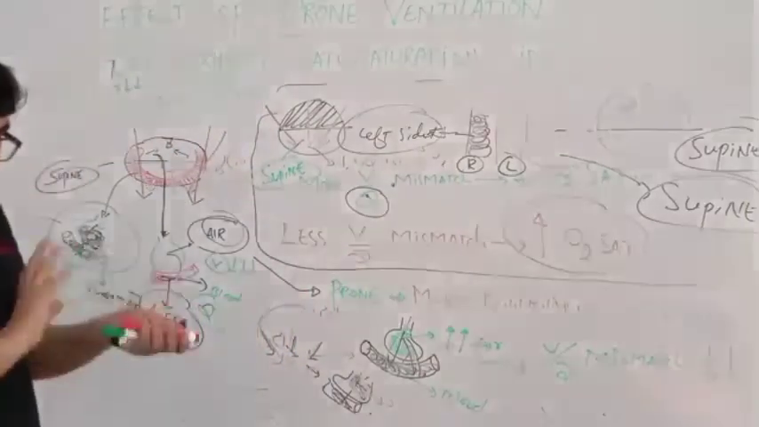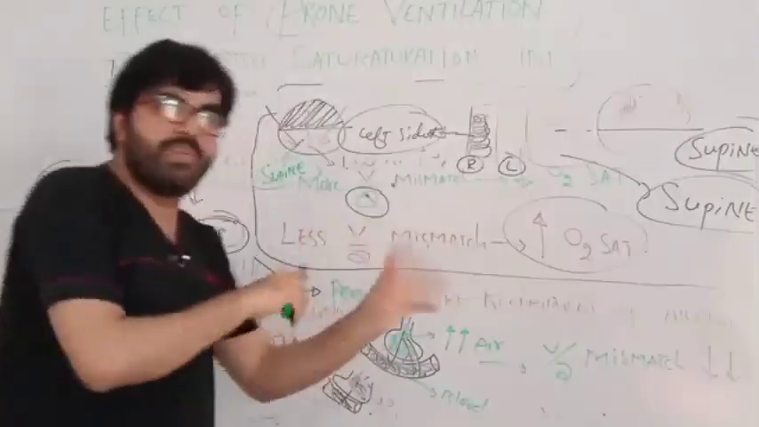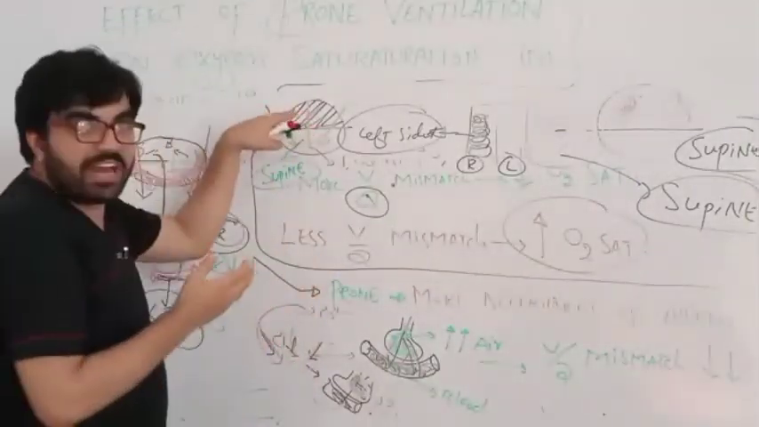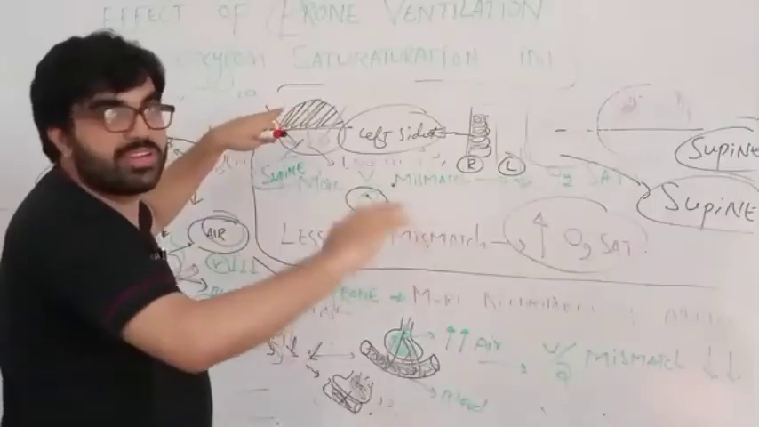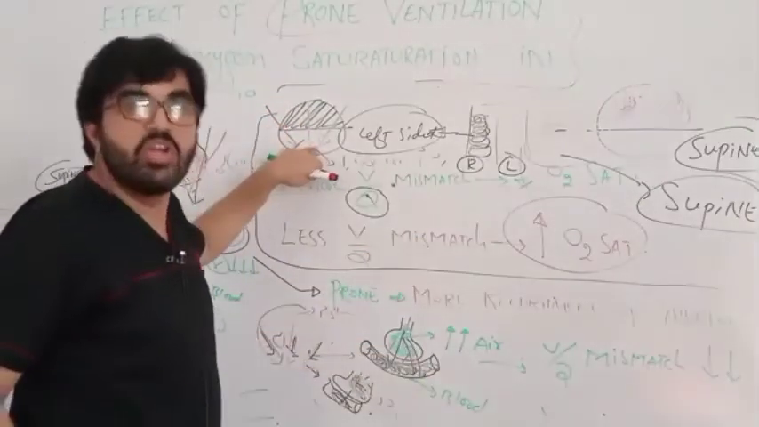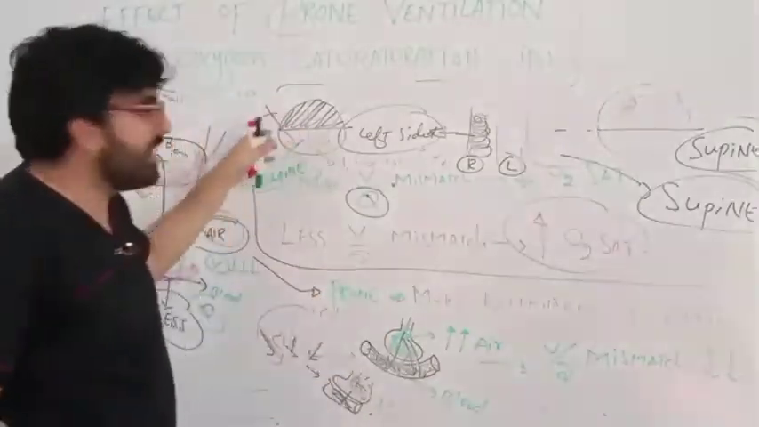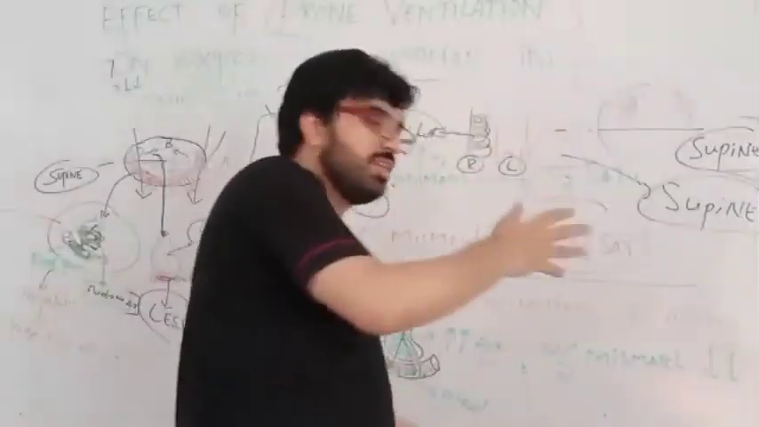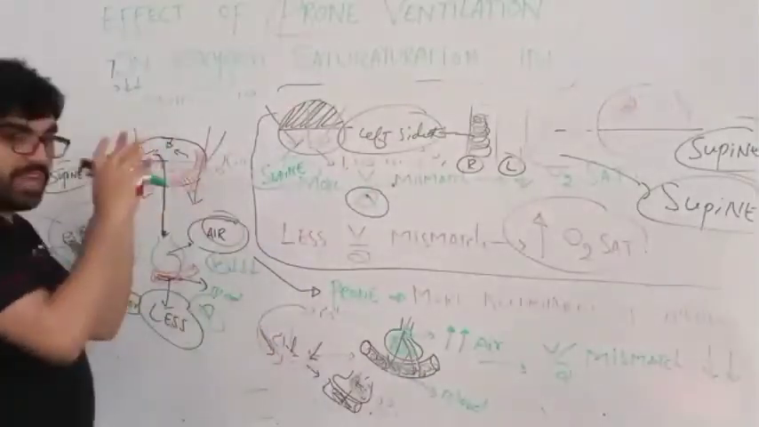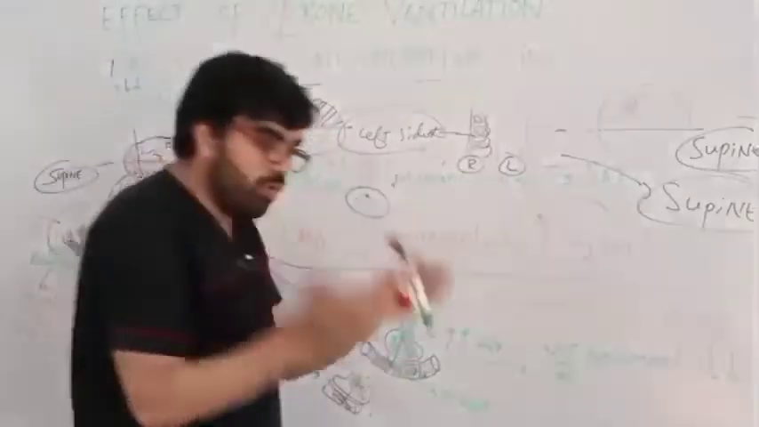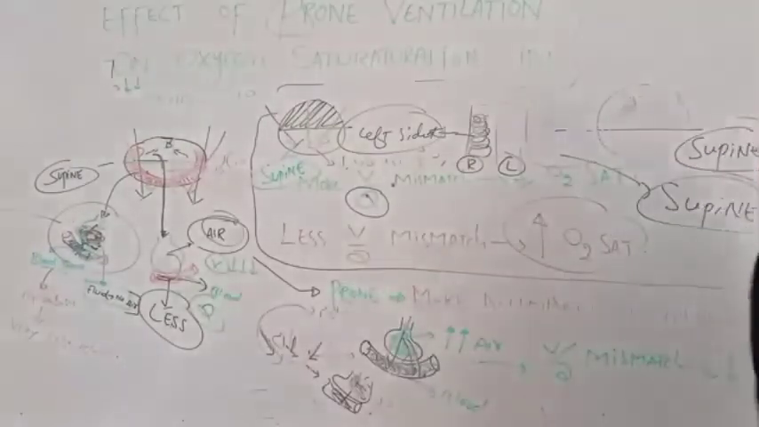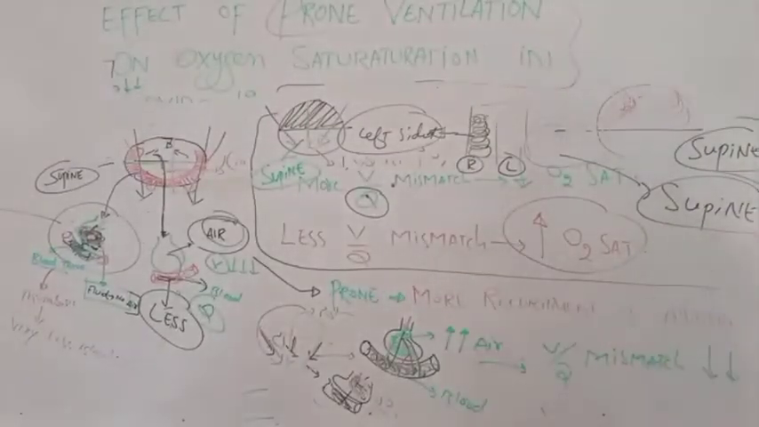So this is all the game of this VQ mismatch, and you have to keep the infected side above. If the anterior portion is infected, we have to keep the patient in supine position. If the posterior side is infected, we have to keep the patient in prone position. If the right side is infected, the patient should be laid on the left side. If the left side, the patient should be laid on the right side, so that under the action of gravity we divert and churn the blood toward the healthy alveoli, so that there is decreased VQ mismatch and there is increase in oxygen saturation of the patient.